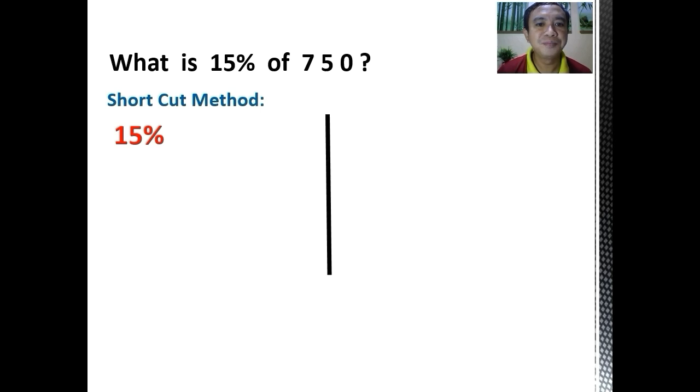So again, 15% is a bit difficult if we multiply it directly with 750. So what do we do with 15%? We divide it as 10% plus 5%. So why do we do this? Again, because 10% is a base 10 number. We can simply get the percentage by simply moving our decimal point.